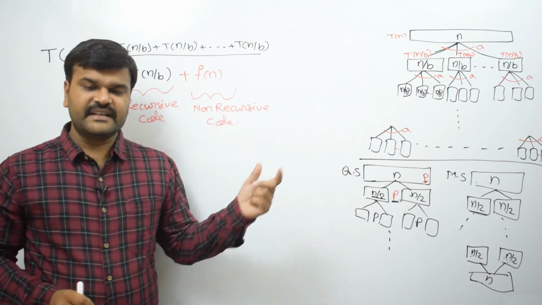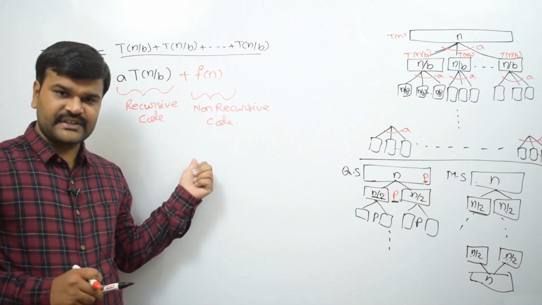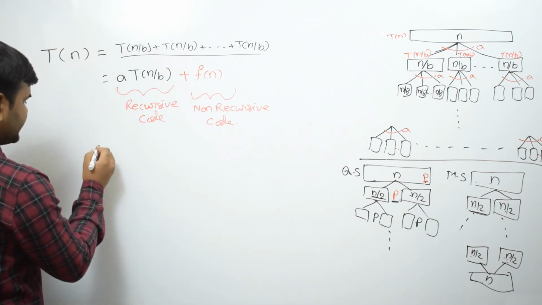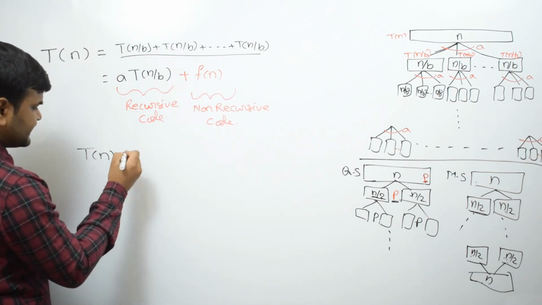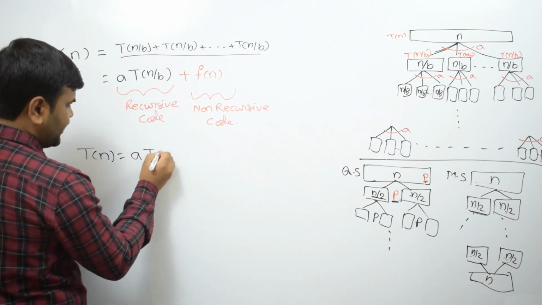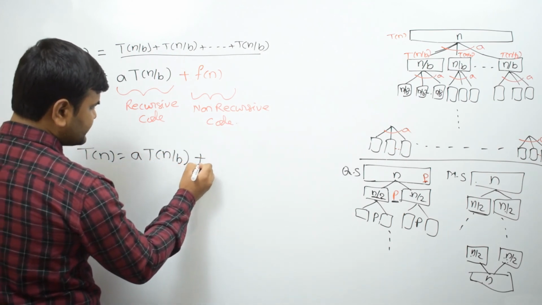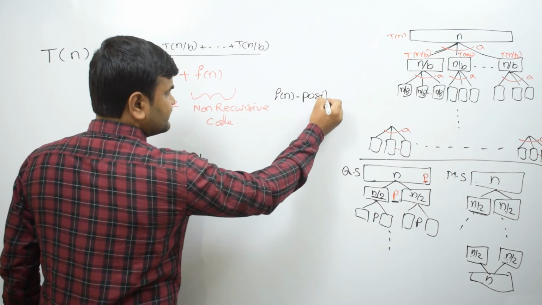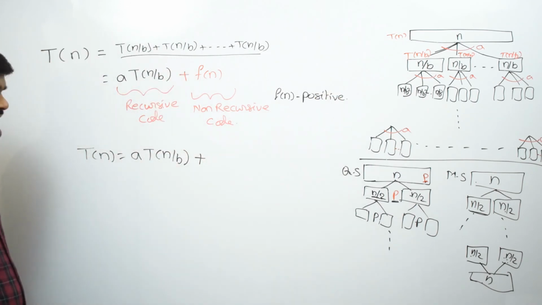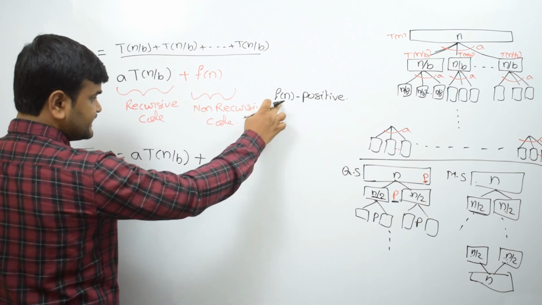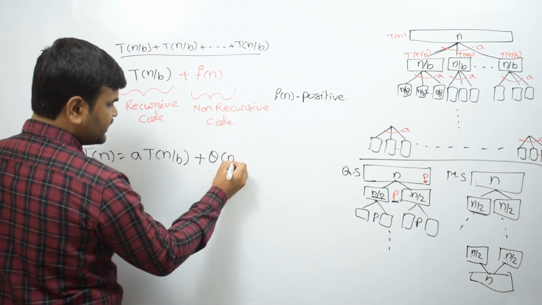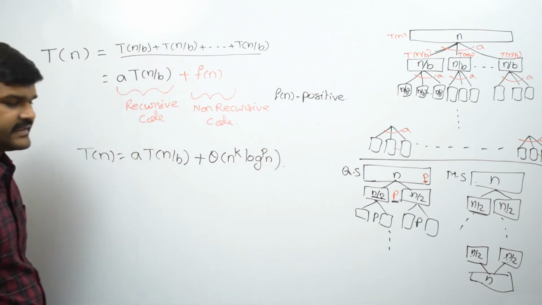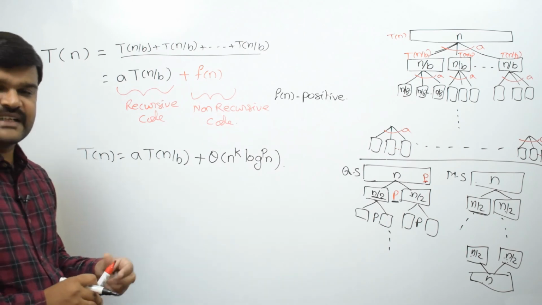Okay, this is very important. This is, first of all, the master theorem general equation. If you write it more fully, the actual form of the master theorem is a into T of n by b plus f of n, where f of n is always positive. Then for a into T of n by b plus f of n, the general form is theta of n power k log power p n. So this is the master theorem general equation.